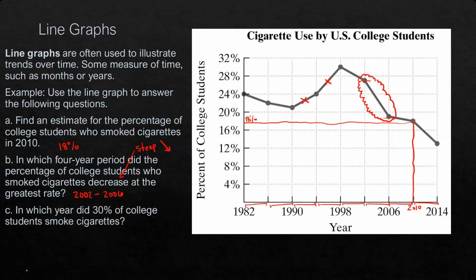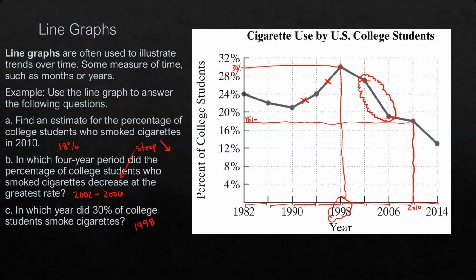Is there another question? Yes, there is. I didn't even touch the computer. It just came up by itself. All right. In which year did 30% of the college students smoke cigarettes? I'm going to say that's 30% right there. And let's see, 30%, I'm going to say is this point right here, which is this year right here. And so therefore, I will say that was the year 1998.